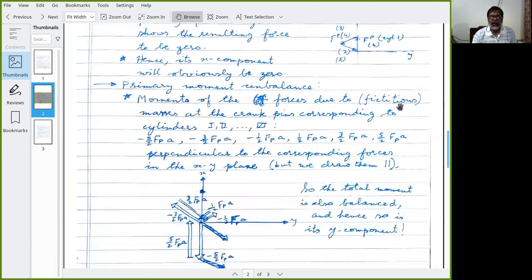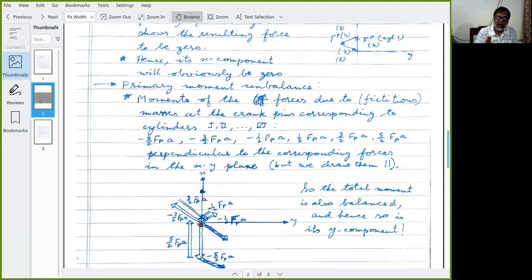So, the moments of the forces due to the so-called fictitious masses at the crank wheels corresponding to the six cylinders should be FP times minus 5/2A, minus 3/2A, minus half A, plus half A, and so on. These six. Now, this one is for cylinder 1. So, this is negative. Now, you see the moments are actually turned right angle by right angle.